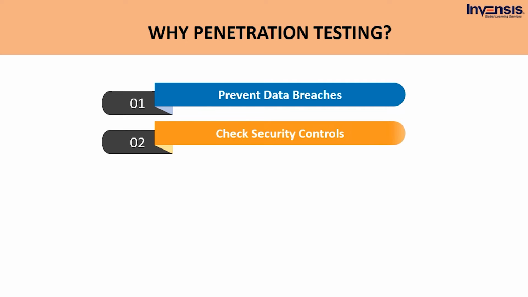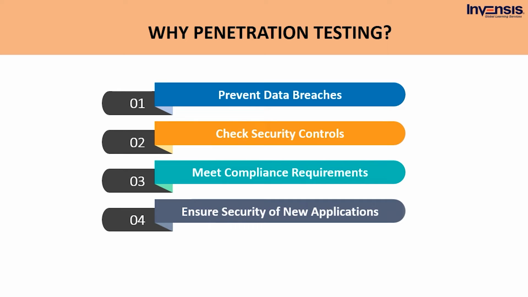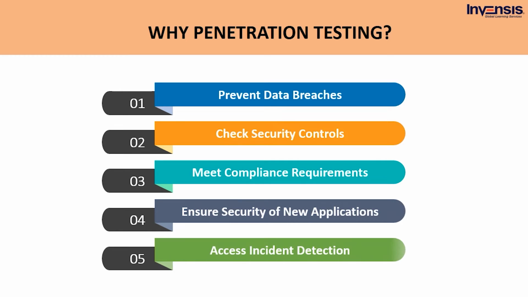Second one is check security controls. Penetration testing helps us to check security controls and improve the integrity of the system. Third one is meet compliance requirements. Penetration testing ensures that the compliance requirements are met and adhered to. Fourth one is ensure security of new applications. As it is self-explanatory, penetration testing helps to ensure the security of new applications, as they are thoroughly tested and checked by penetration testers. The last and fifth one is access incident detection. Incident detection is very crucial to keep the system protected. Penetration testing helps us to access incident detection, and in turn helps to strengthen the security of the system.